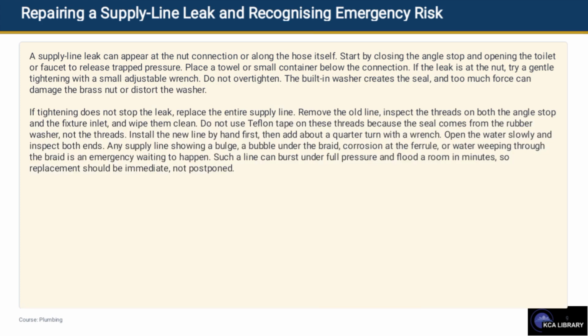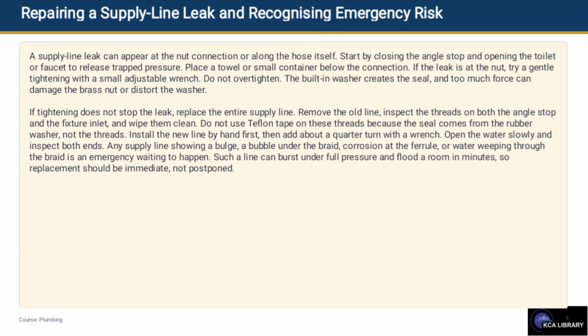Now, how do you repair a simple line leak and recognize emergency risk? A simple line leak can appear at the nut connections or along the hose itself. Start by closing the angle stops and opening the toilet or faucet to release trapped pressure. Place a towel or a small container below the connection.